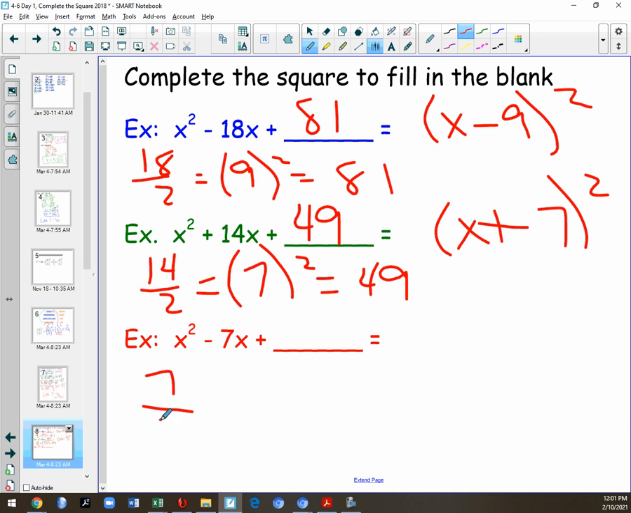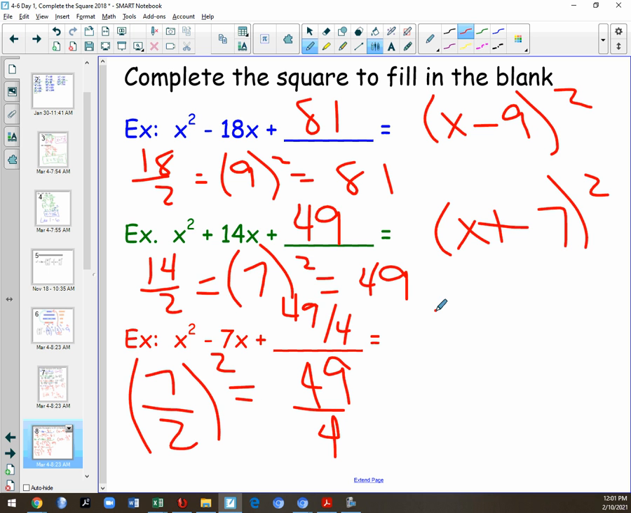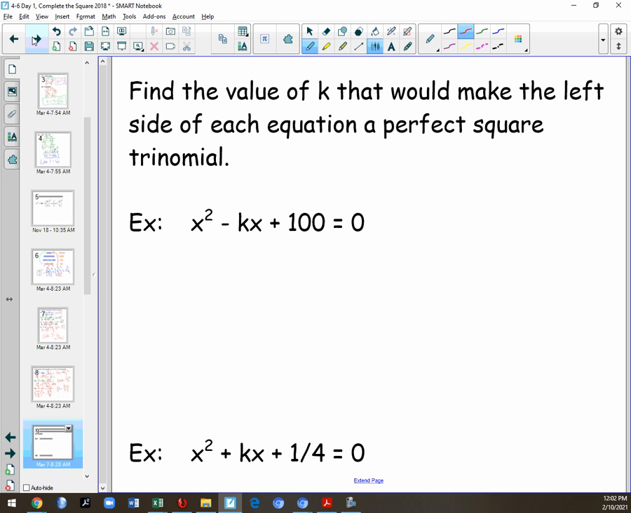Down here, I'm going to have 7 divided by 2. Squared is going to give me 49 over 4. Give me x, and take the middle term, 7 over 2 squared. Okay? So again, that's how you are going to do problems 7 through 16. Next is the last part.